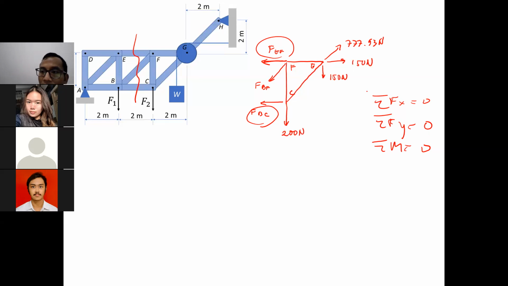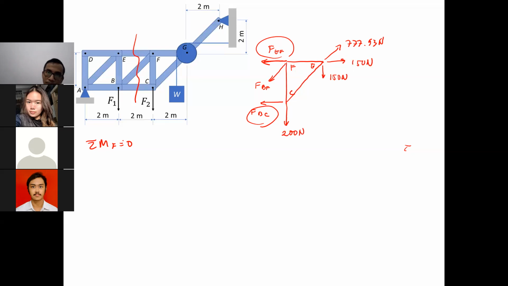But in order to make it easier for us to solve this, we need to use the sigma moment first. Sigma moment at F equal to 0, because by doing so, we will be able to solve for FBC, correct, right? Yes. Okay. If we want to do this sigma moment at F equal to 0, then what do we have there, Alberto?